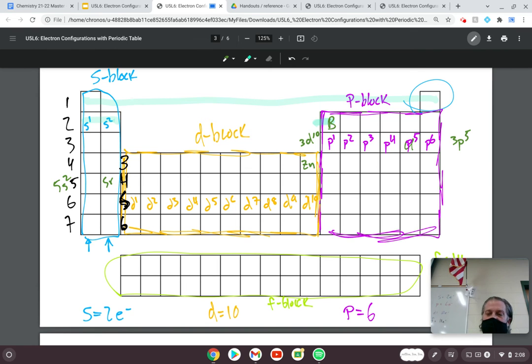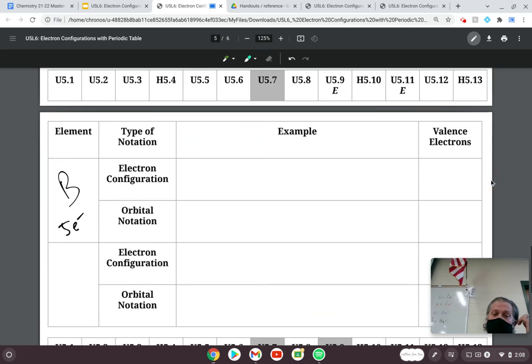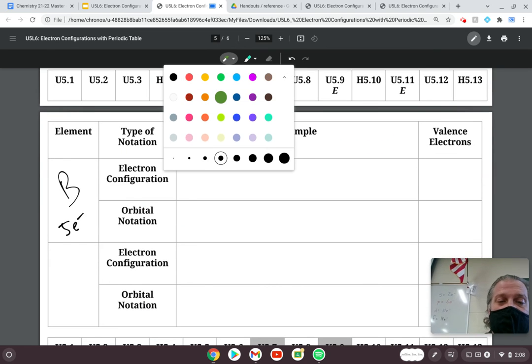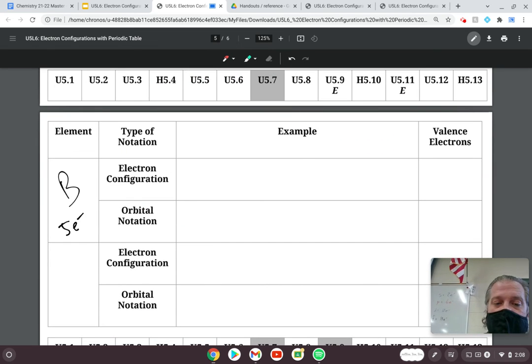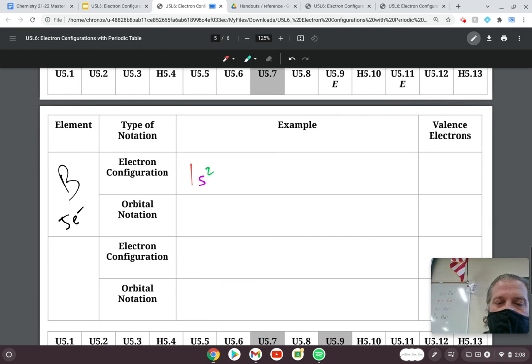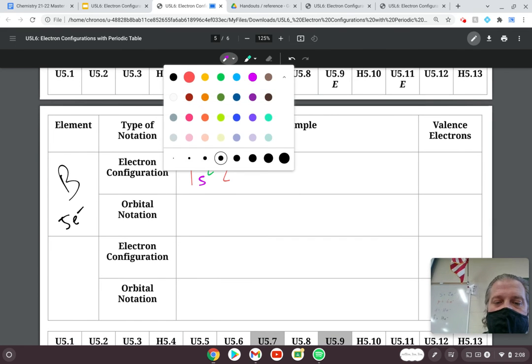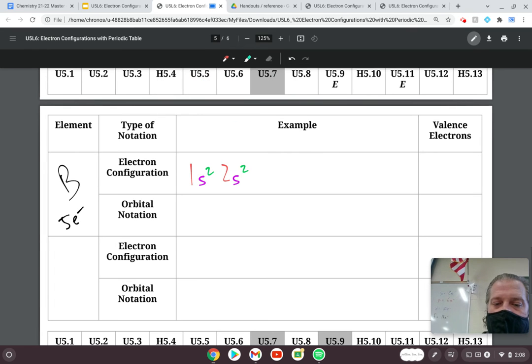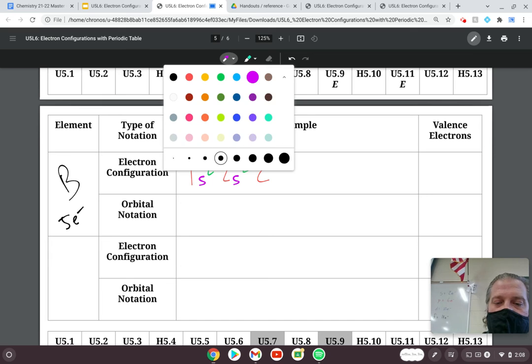So I use that to get to the electron configuration, which is 1s2, 2s2, and 2p1.